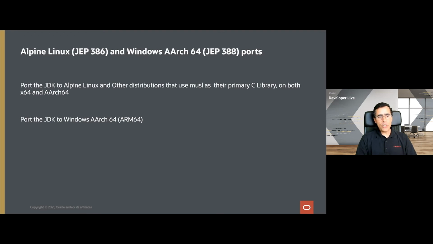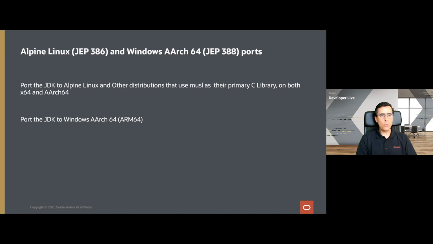The final two JEPs are about integrating two ports, Alpine Linux and Windows on ARM, to the JDK mainline repository. The Alpine Linux distribution is widely adopted in cloud deployments, microservices, and container environments due to its very small image size. A Docker-based image for Alpine Linux, for example, is less than 6 megabytes. Enabling Java to run out of the box in such settings will allow Tomcat, Jetty, Spring, and other popular frameworks to work in such environments natively.